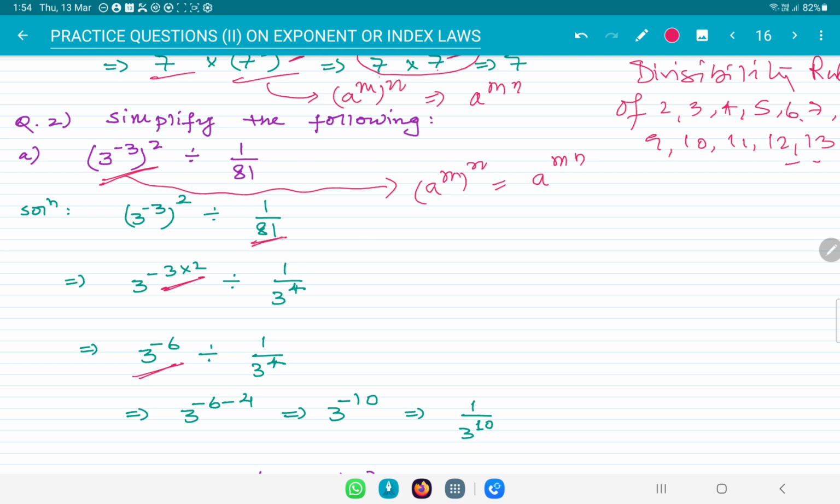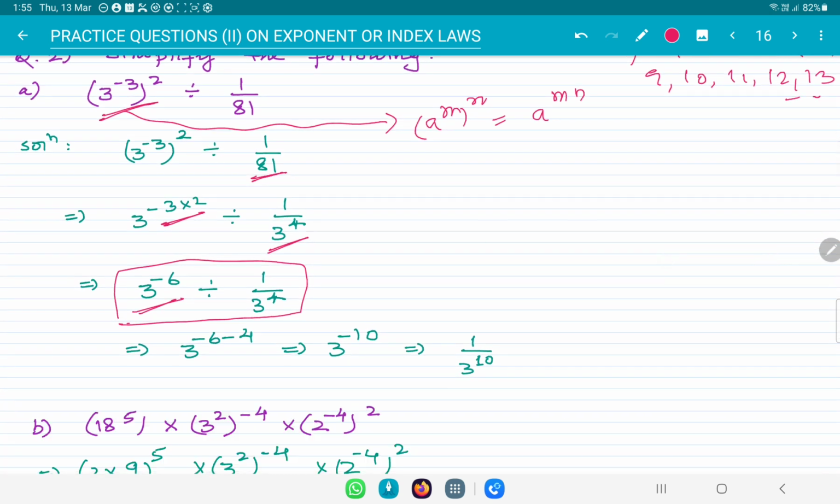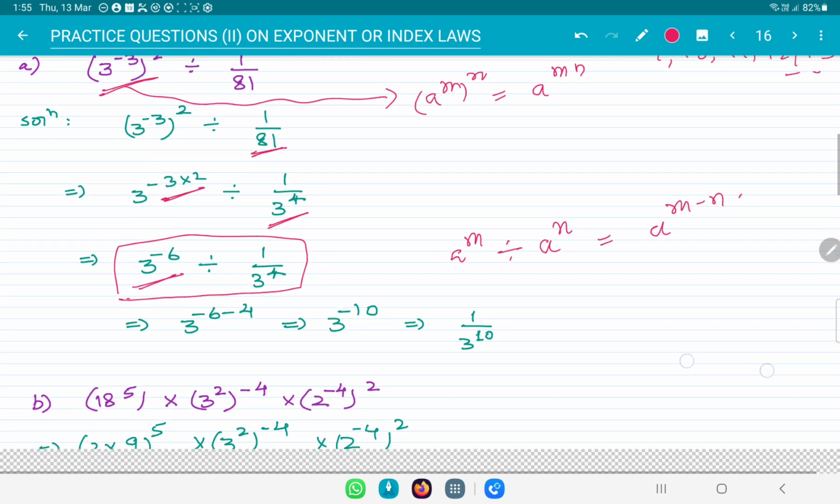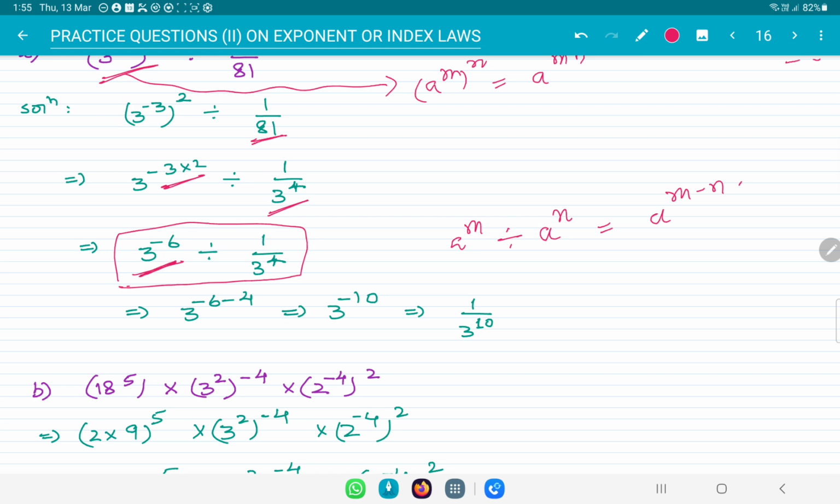Again, as we know, 81 can be written in the form of 3 raised to the power 4. So finally we have 3 raised to the power minus 6 divided by 3 raised to the power 4. Which formula are we using here? We will use a raised to the power m divided by a raised to the power n will become a raised to the power m minus n. So in the numerator it is minus 6, and when the denominator's power comes up, it will become minus 4.